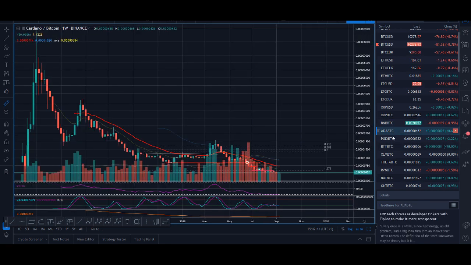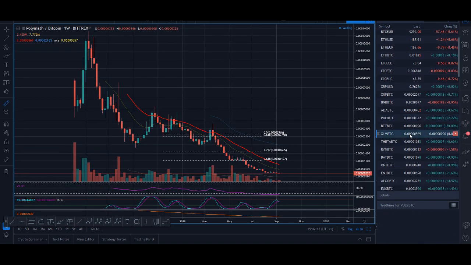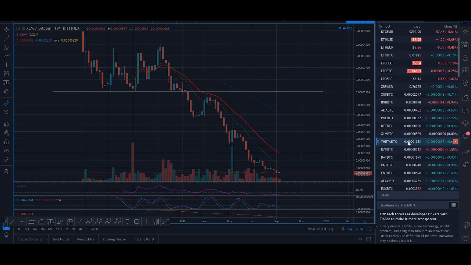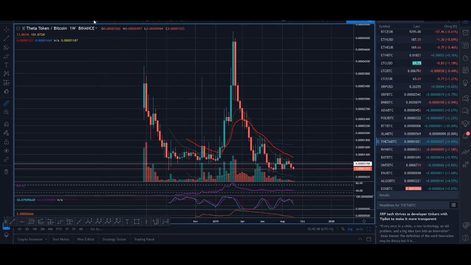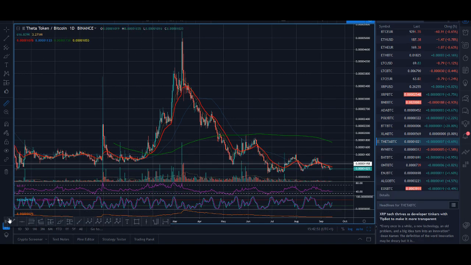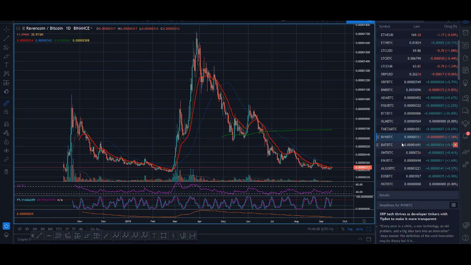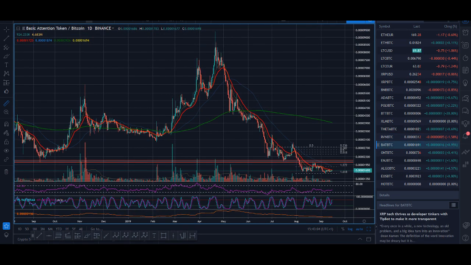ADA is a coin I like fundamentally, and all these coins. Poly is a coin that I like fundamentally. XLM, this coin likes to pump. Theta has pumped a few times, as you can see. Theta is a coin that definitely likes to pump, even in the so-called bear market. This coin pumped hard a couple of times, so I like to have that. Raven coin, again, another coin that likes to pump. BAT is a coin I like fundamentally.